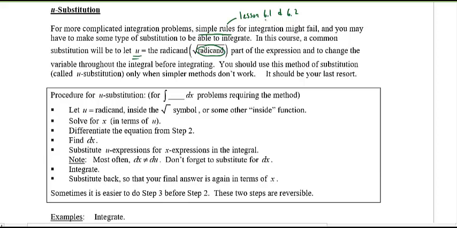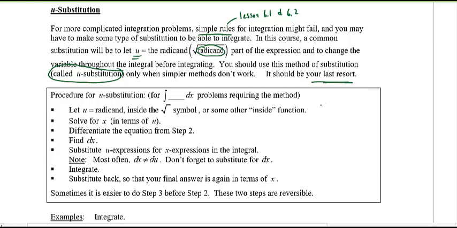This method is called U-substitution, and you only use this if those simpler ones don't work. So don't think I should apply U-substitution to everything. No, don't do that. It should be your last resort.